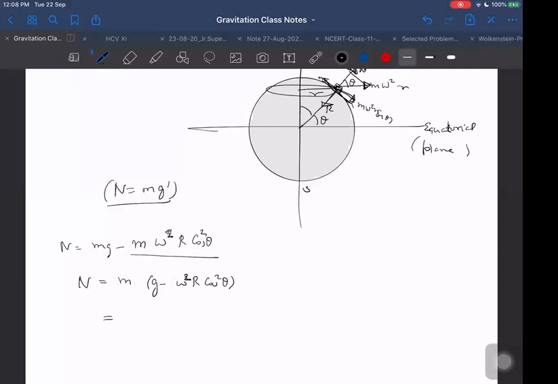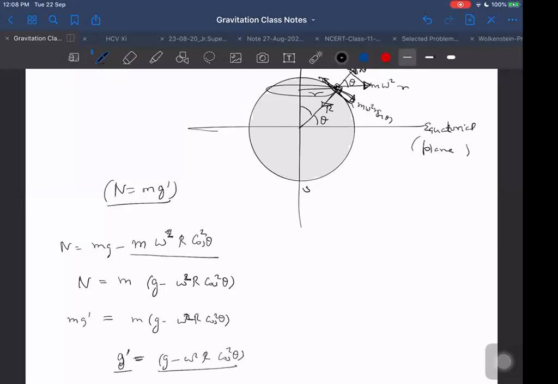So this is the normal, and that will give us the apparent weight. If I equate it with g dash, then it becomes m into g minus omega square r cos square theta. Then g dash will come out to be g minus omega square r into cos square theta. Apparent gravity.